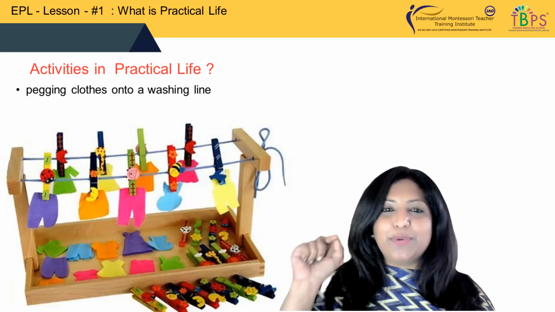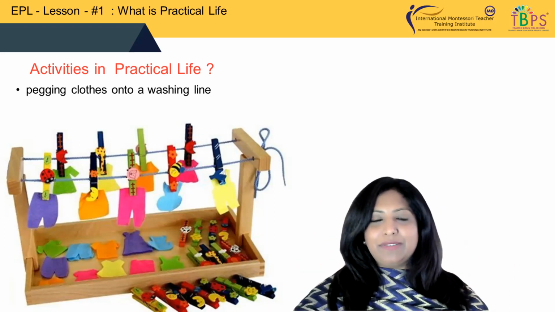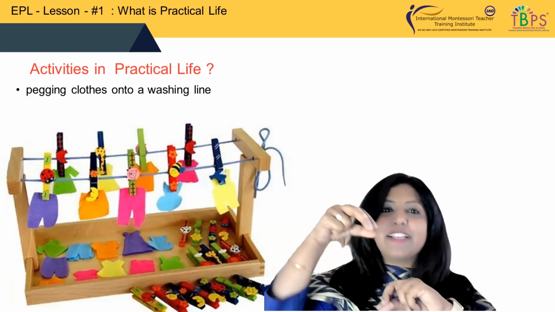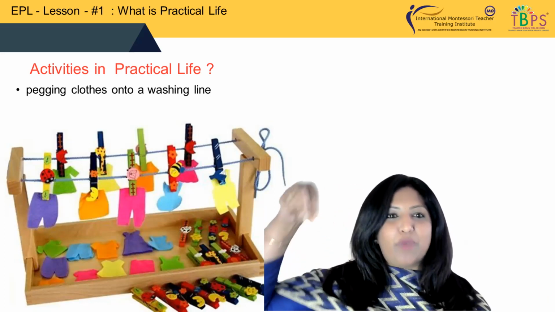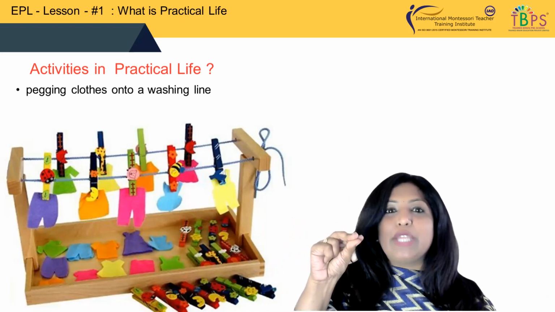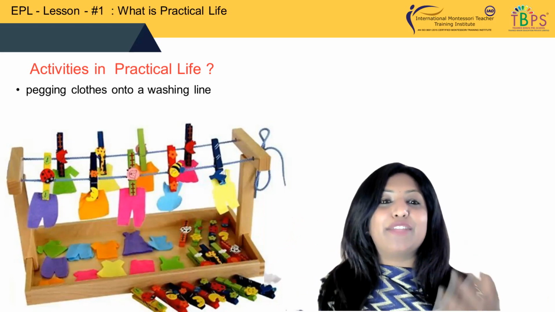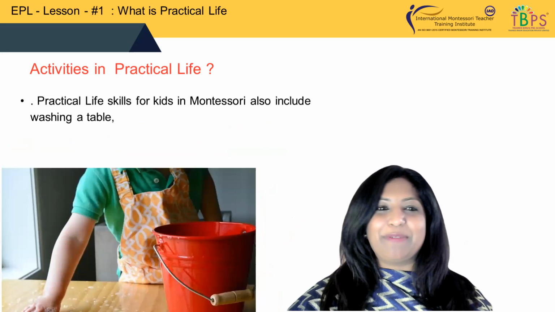If you don't have this material in your classroom, you can tie a thread in your class or at your home, and you can give children their socks and you can give them the pegs. So let the child peg each one of them. The more that they're using these finger muscles, it will help them to write better. It will strengthen the finger muscles. So pegging clothes onto a washing line is a great activity to begin with.